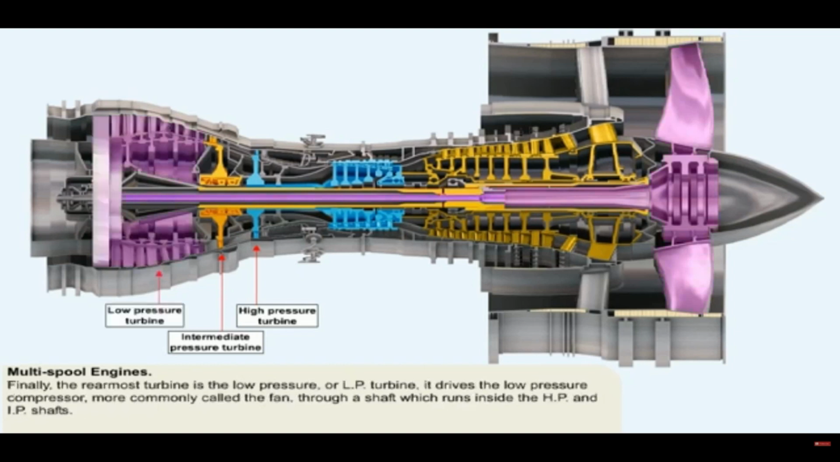Finally, the rearmost turbine is the low-pressure, or LP turbine. It drives the low-pressure compressor, more commonly called the fan, through a shaft which runs inside the high-pressure and the intermediate pressure shafts.